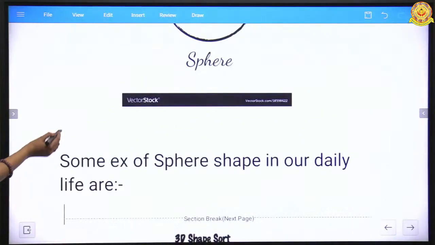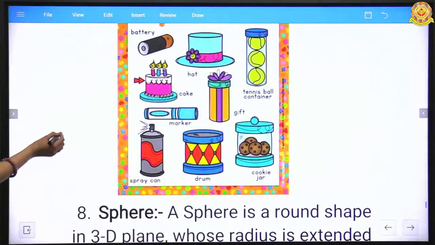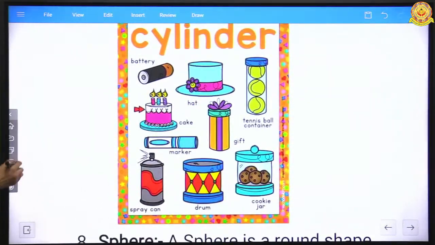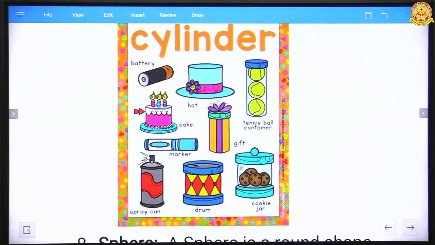Similarly, if you ever focused on a cylinder shape, it is also looking like a rectangle shape. You have seen cylinder shapes so many times in your day-to-day life, so just focus on your surroundings and see how many shapes there are in your surroundings.